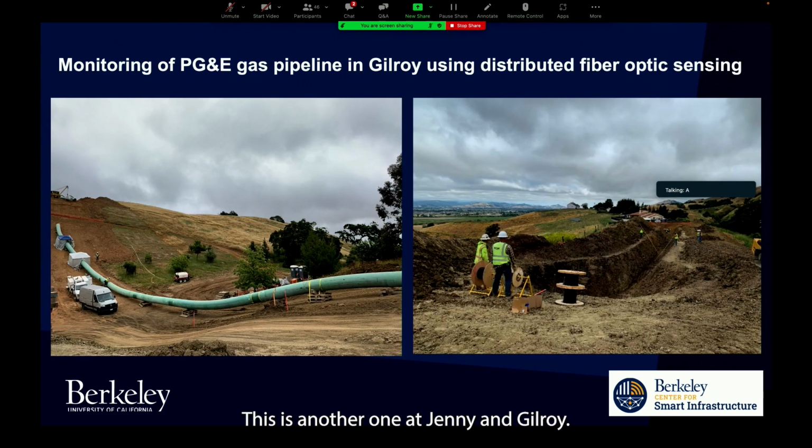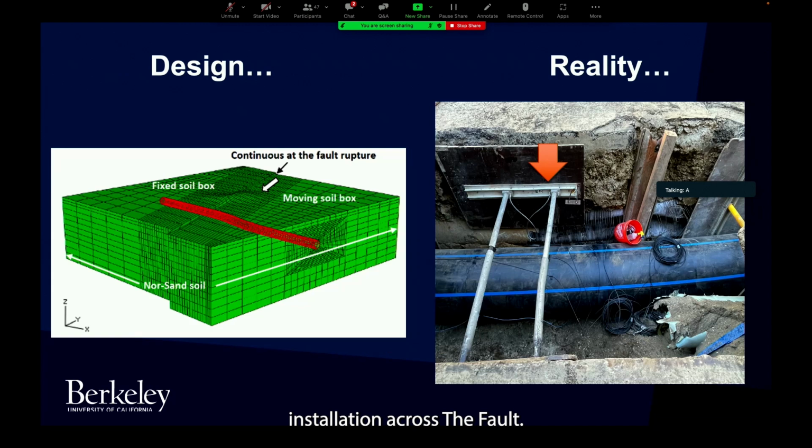This is another one at PG&E in Gilroy. We just installed a similar installation across the fault. The point here is that you may do a lot of these simulations, and this is some of the simulation we do in 3D in terms of soil pipeline interaction and how it responds to faults, and we do this all the time, and then we try to create a design.